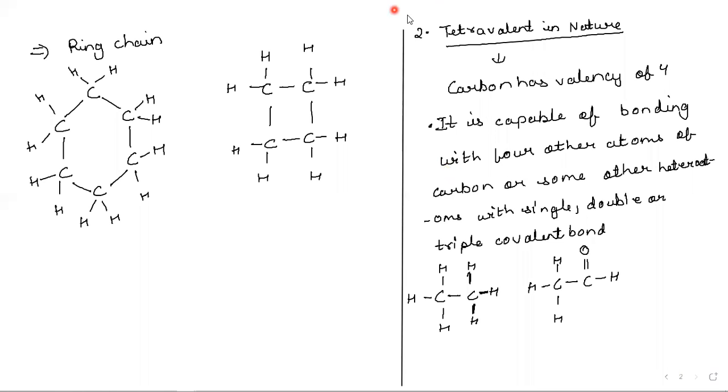That is, carbon has 4 valence electrons, so it is capable of forming 4 bonds either with the carbon atom or with any other atoms, either by single bond, double bond, or triple bond. Next topic is hydrocarbons.